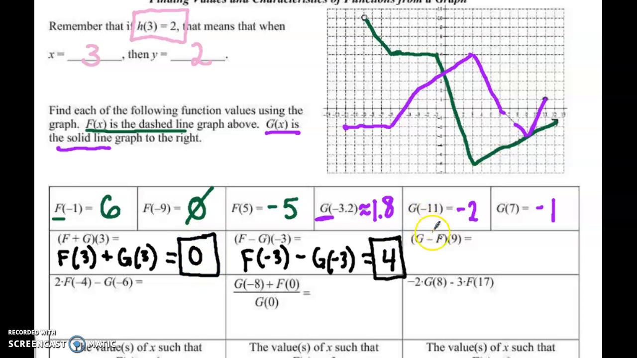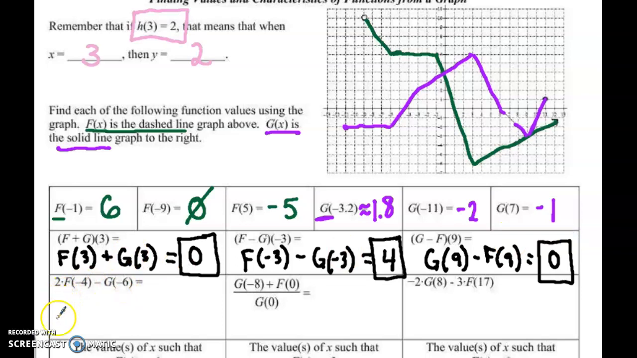And then same thing with the next one. Again, with subtraction, the order matters. So make sure you do g of 9 minus f of 9. If I look at 9, they're both the same value, so if you do -3 minus -3, you'll get 0.